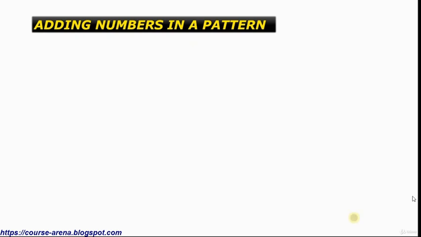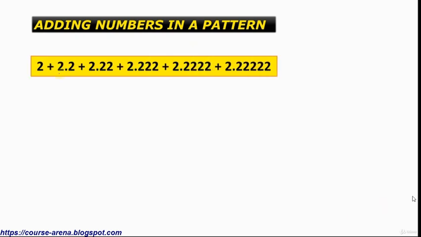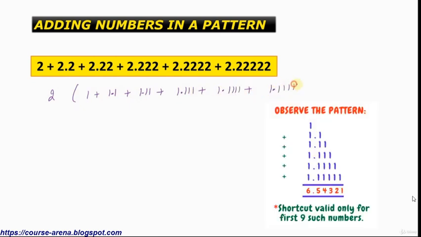Last question of this lecture. So we have 2 plus 2.2 plus so onwards, okay. So we will take 2 common and we will get 1 plus 1.1 plus 1.11 plus 1.111 plus 1.4 times 1 plus lastly 1.5 times 1, okay. And if we add all these numbers we observe that this becomes 6.54321. Now all we need to do is multiply these numbers.